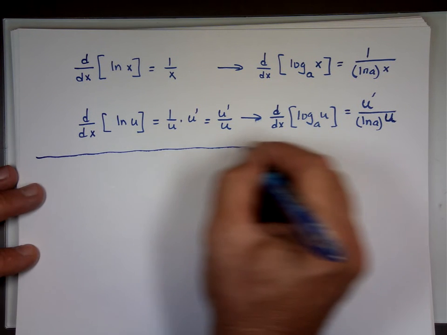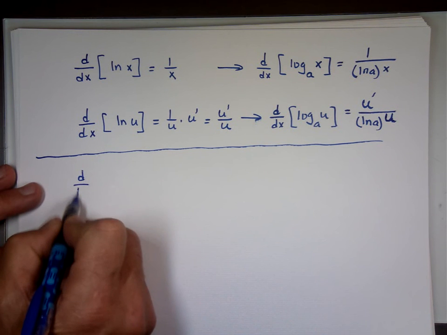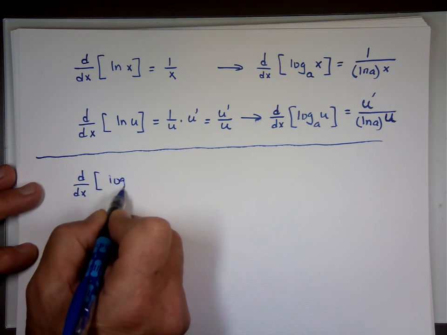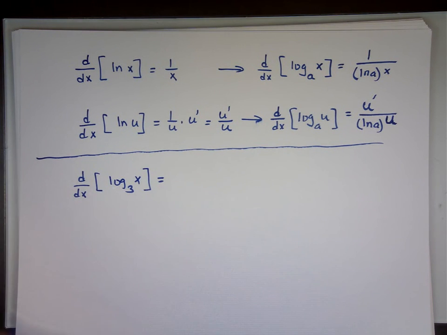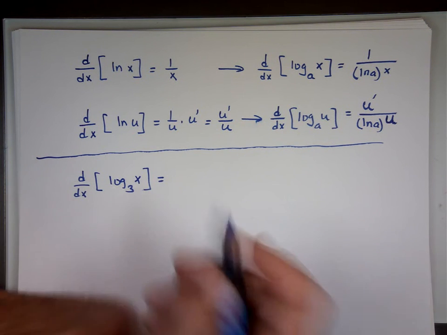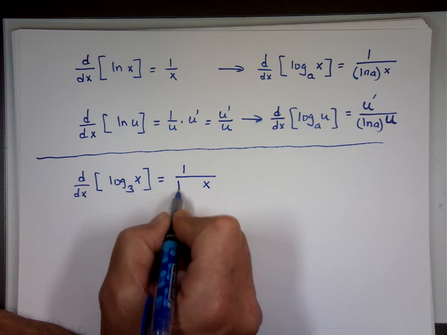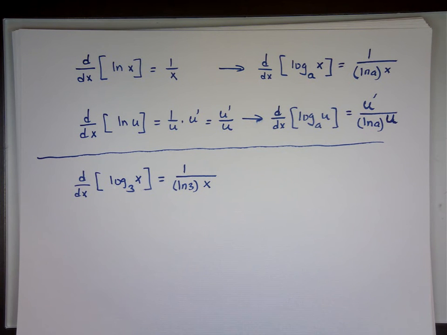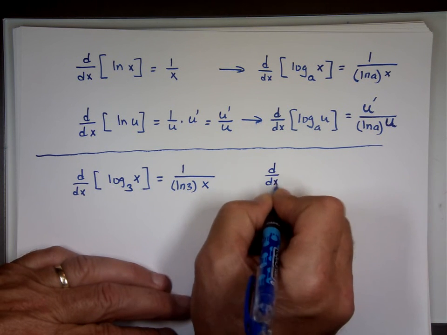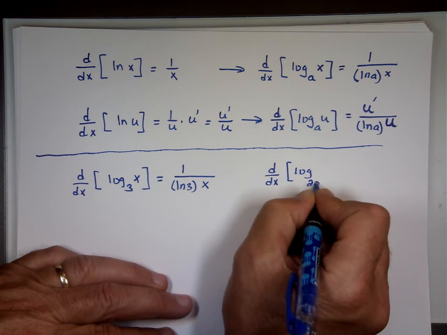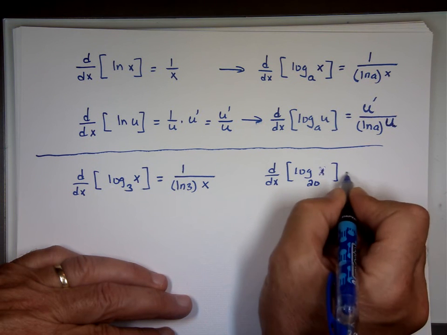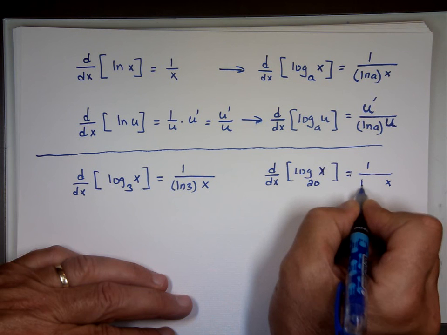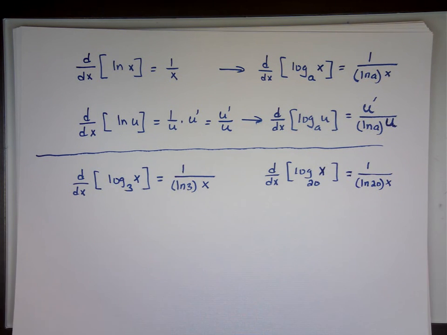Examples, what's the derivative of log base 3 of x? Just like if this was the natural log of x, it would be 1 over x. What's the adjustment? You've got to multiply by the natural log of 3. What's the derivative of log base 20 of x? 1 over x times what? Natural log of 20 in the bottom there.